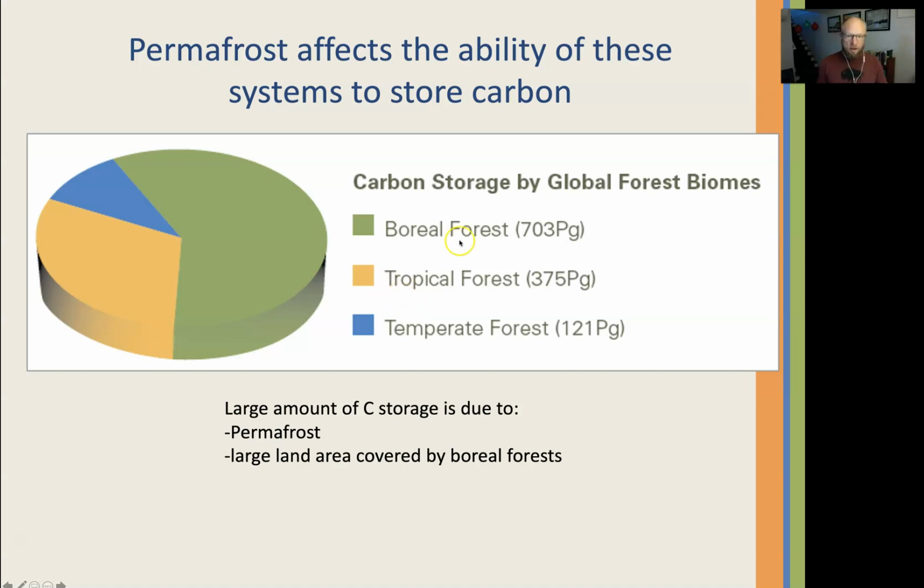So you can see the amount of carbon for these different forest cover types. Boreal forest stores twice what a tropical forest would, and almost 7 times what a temperate forest would. And part of this is that the biome is so large, so that definitely contributes to it, but a much bigger impact is just how much is stored and locked away due to the permafrost and those cold temperatures.